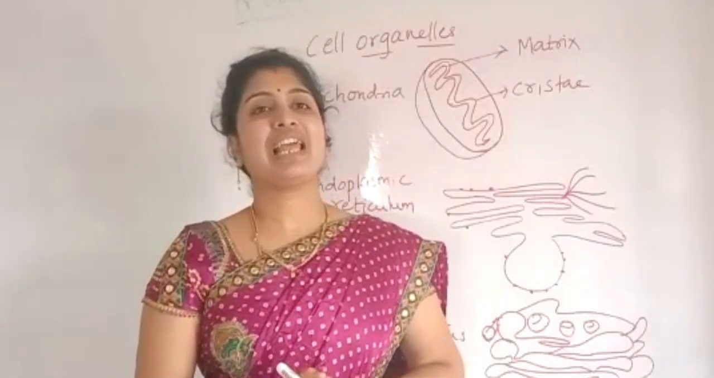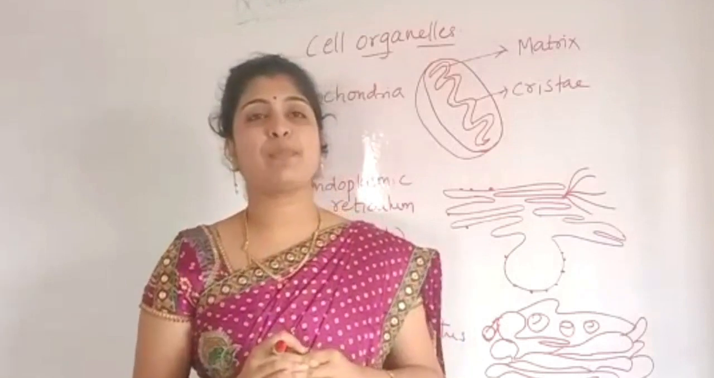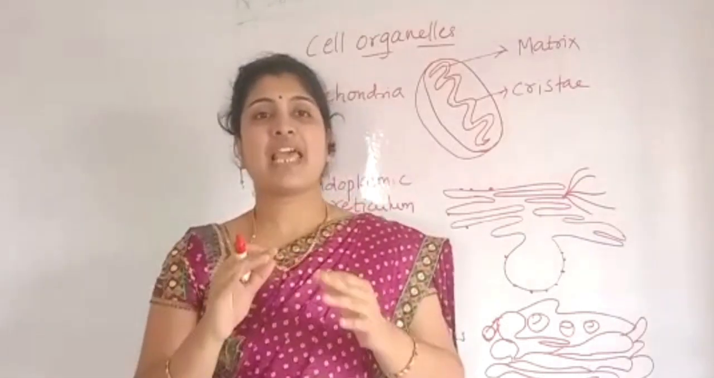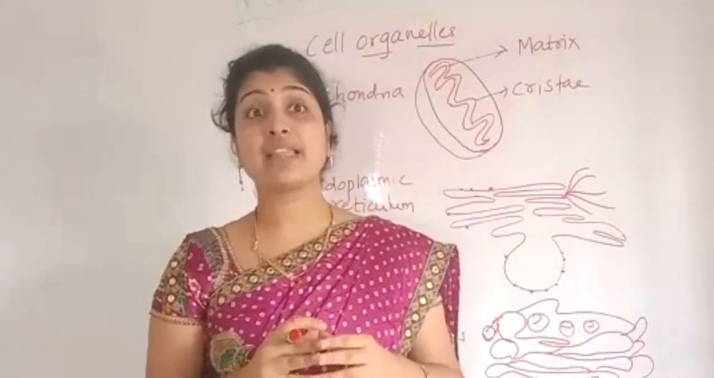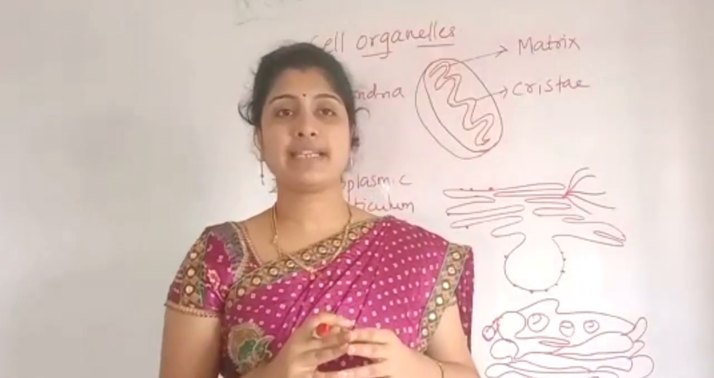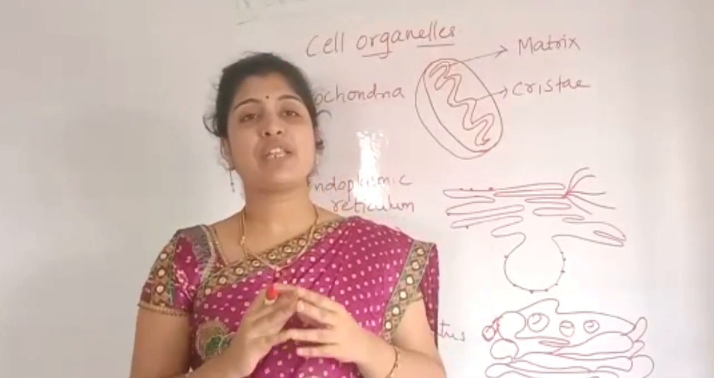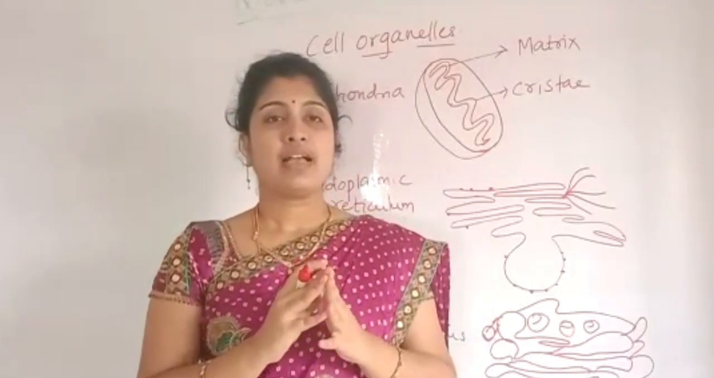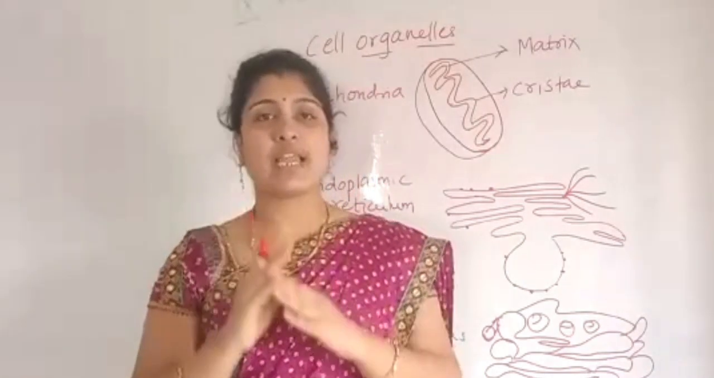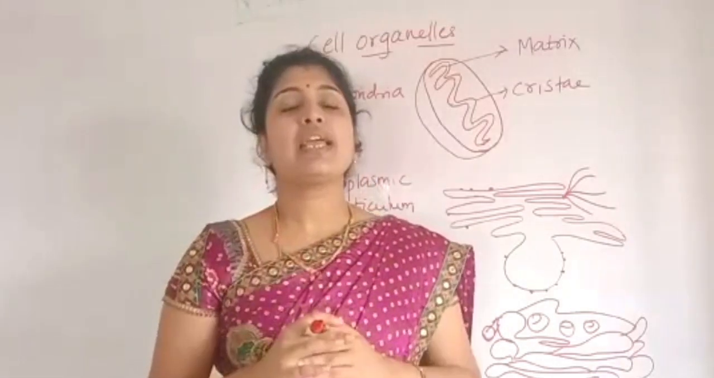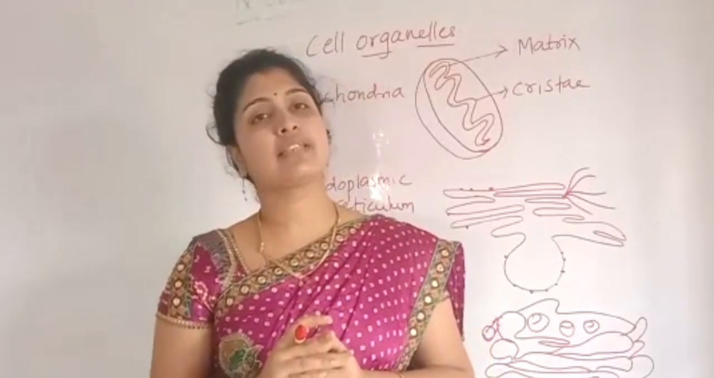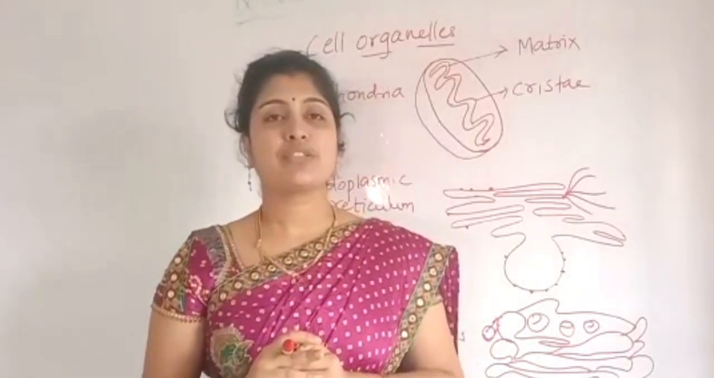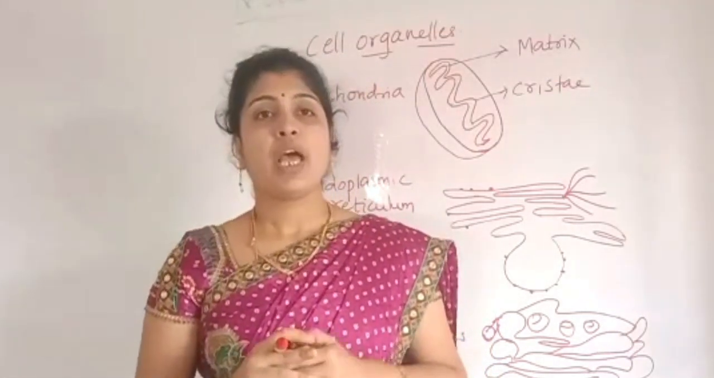In the previous classes, we have discussed the cell, the structure of a typical cell, and the main component of the cell, that is the nucleus. And we have discussed the cell membrane and the cell wall. And the fluid-like substance which is present inside the cell is known as cytoplasm.